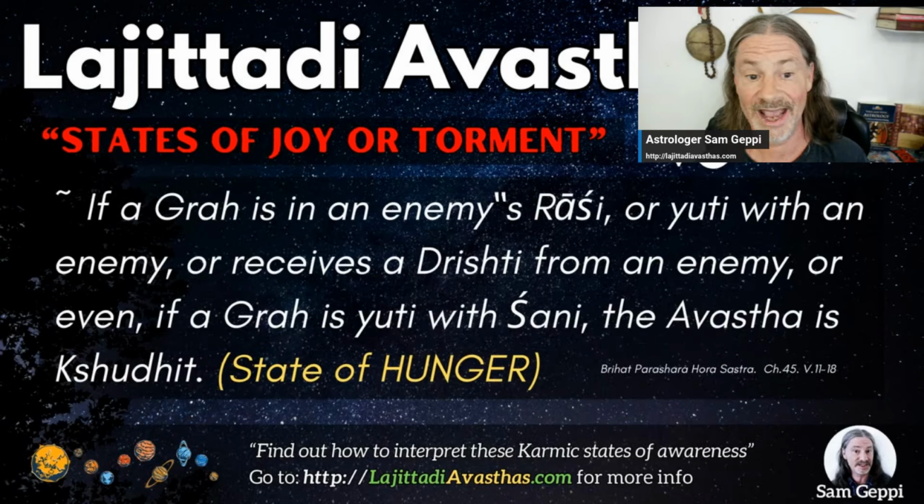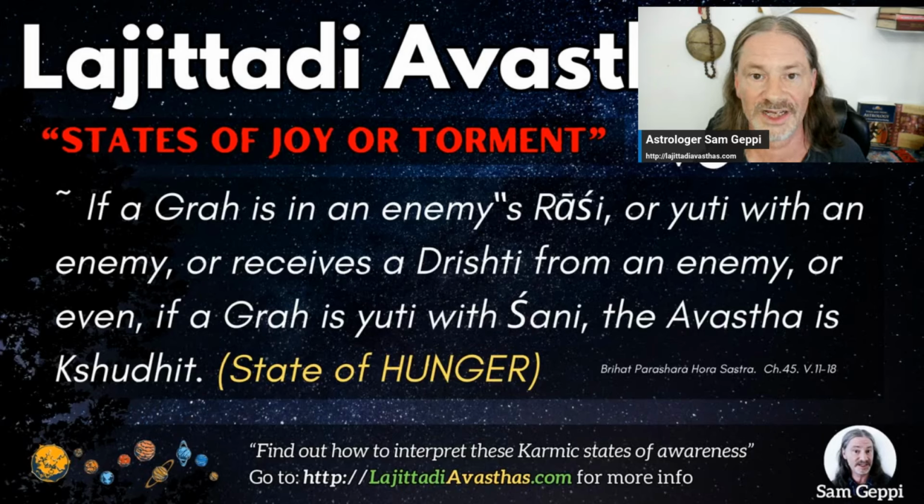And the next one, a graha in an enemy Rashi or yuti, joined with an enemy, or receives a drishti or aspect from an enemy, or even if a graha is joined with Saturn, the Avastha is Kshudhit or a state of hunger. It's hungry, right? So again, you'll have Saturn depriving a certain planet of food, right? Not just Saturn, but it's joined with an enemy or receives a drishti from one of its enemies. Again, this is the temporal relationship between planets. They have a relationship with each other, right? They're friends or enemies. Again, this is why you see these states of joy or torment based on the natural relationship the planets have with each other, right?